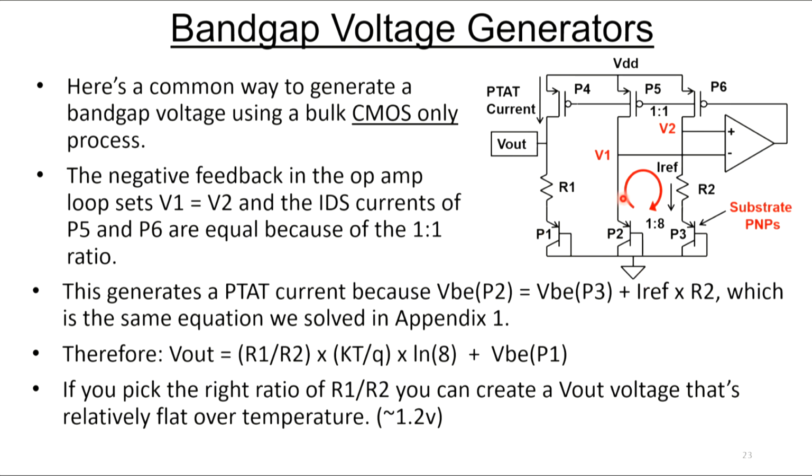Now, one thing I wanted to mention, this is an all CMOS process. How do I get bipolars in an all CMOS process? Well, these are substrate PNPs, and I'll show you in a minute how to make a substrate PNP.